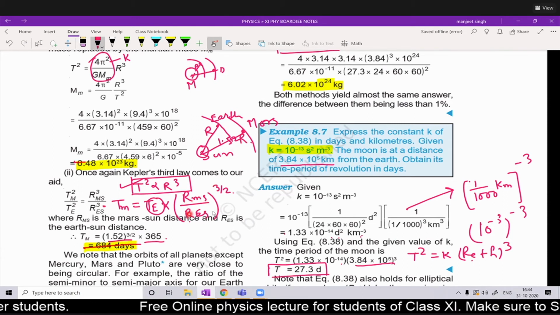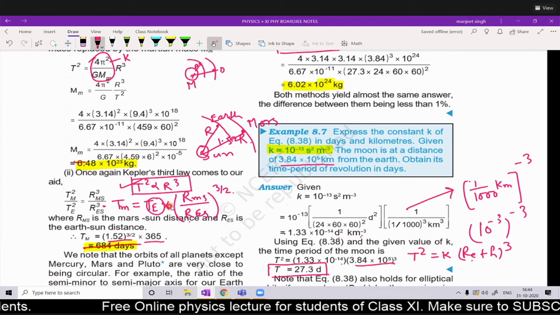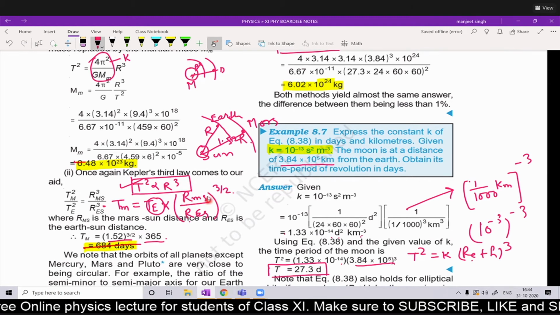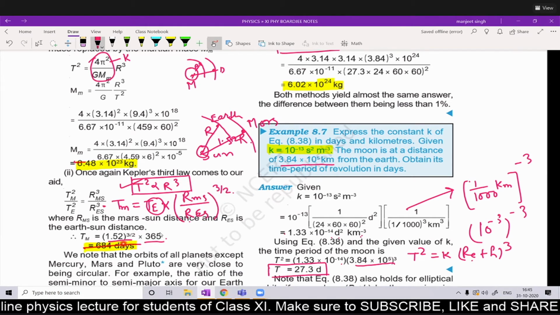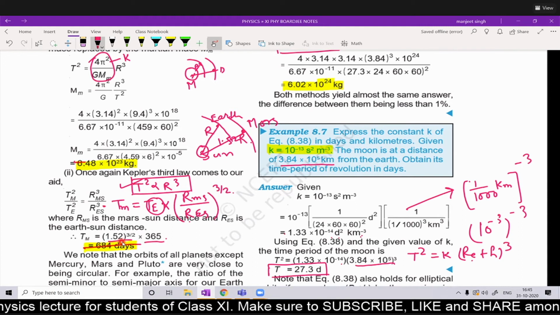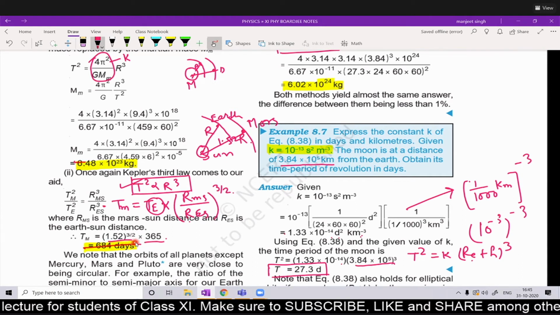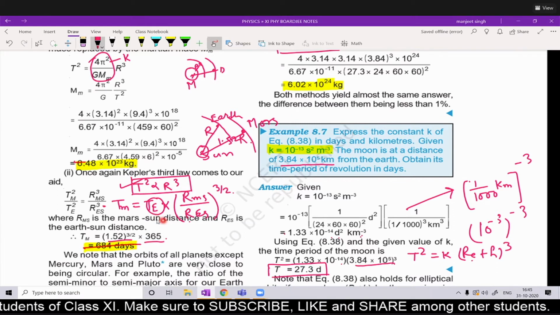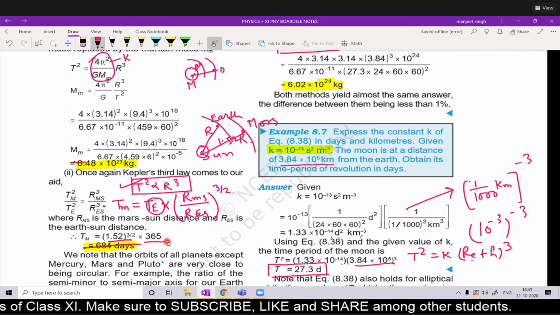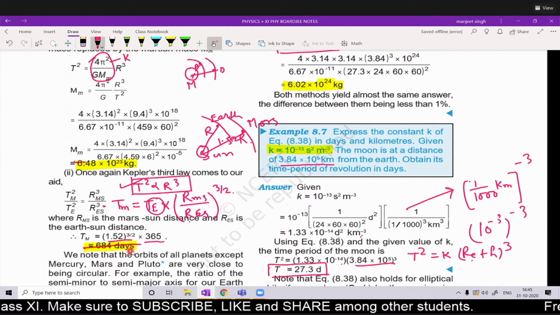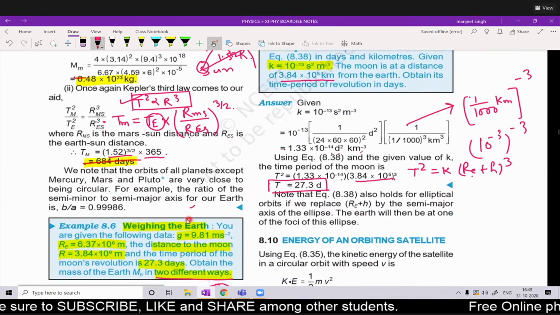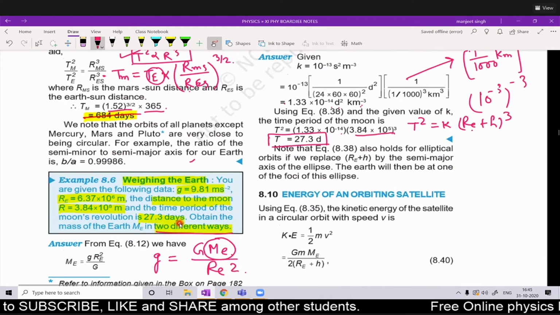If we substitute this, then from this expression we get Tm = Te × (1.52r/r)^(3/2). Here you see Tm is equal to 1.52 to the power 3/2 times Te, and Te is basically the time period for the Earth, that is 1 year, 365 days. Multiplying gives 684 days for Mars. Okay, so this is the value of the Martian year: 684 days.